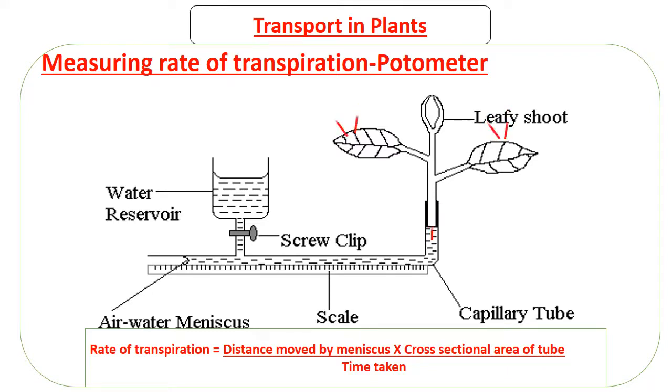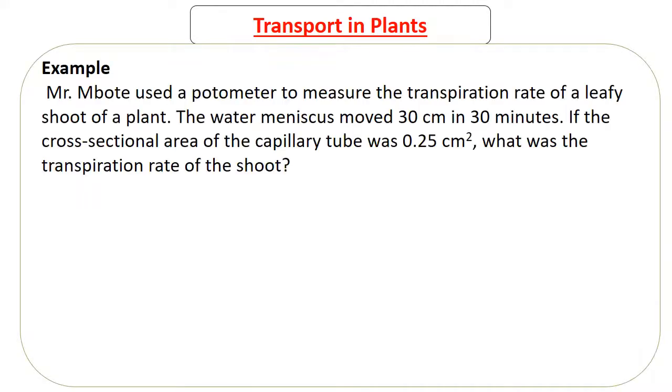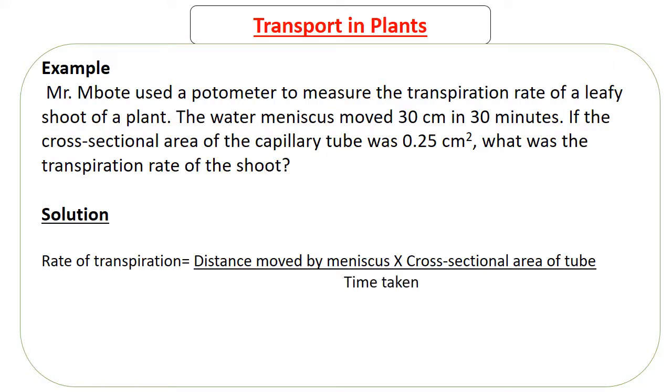So let's take a look at an example. Mr. Mbote used the potometer to measure the transpiration rate of a leafy shoot of a plant. The water meniscus moved 30 centimeters in 30 minutes. If the cross-section area of the capillary tube was 0.25 centimeters squared, what was the transpiration rate of the shoot? Here's the solution. Just write our formula: distance moved by meniscus times cross-section area of the tube divided by time taken. What is distance moved by meniscus? 30 centimeters. What is cross-section area of tube? 0.25 centimeters squared. What is time taken? 30 minutes.